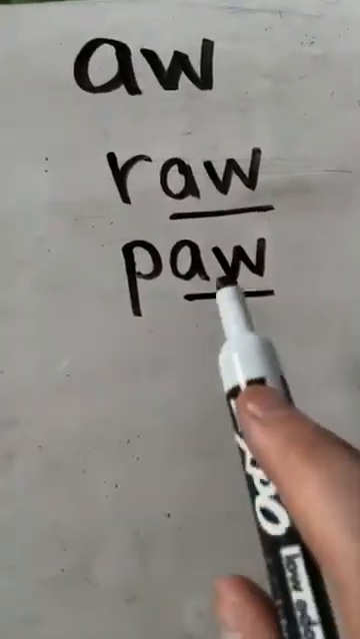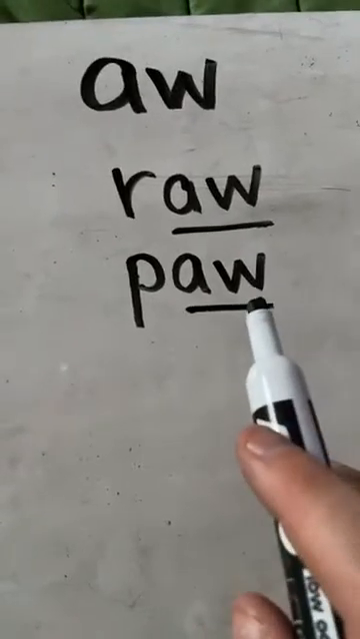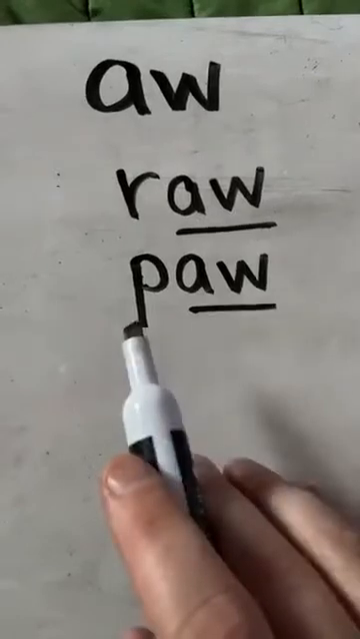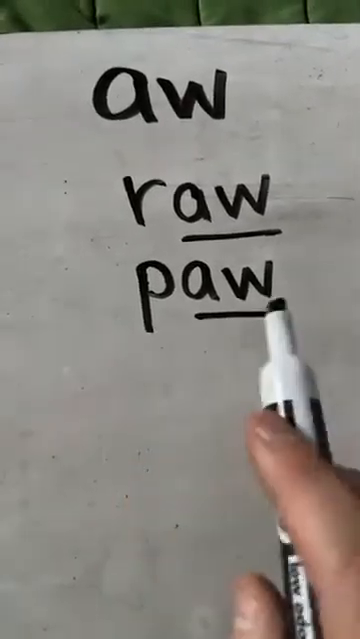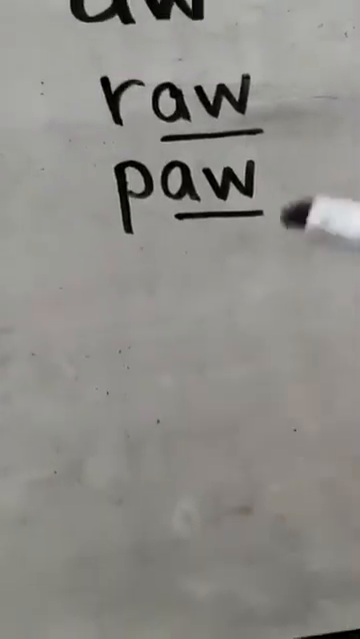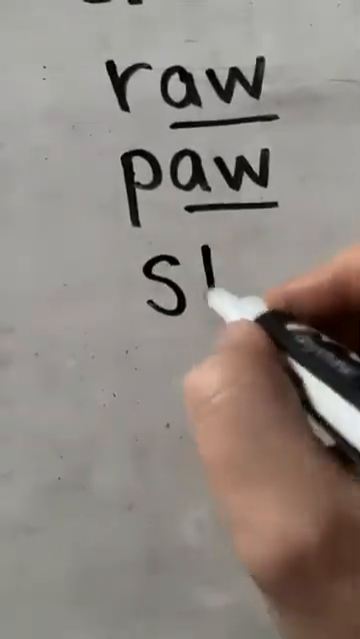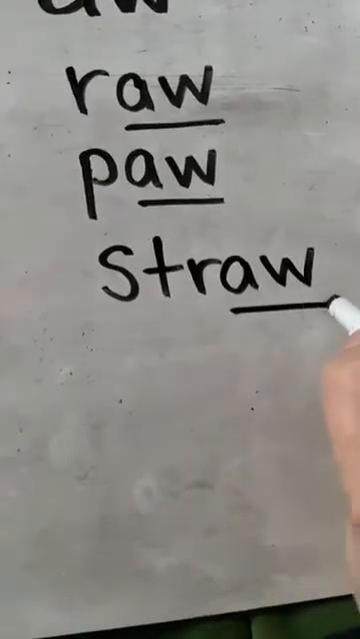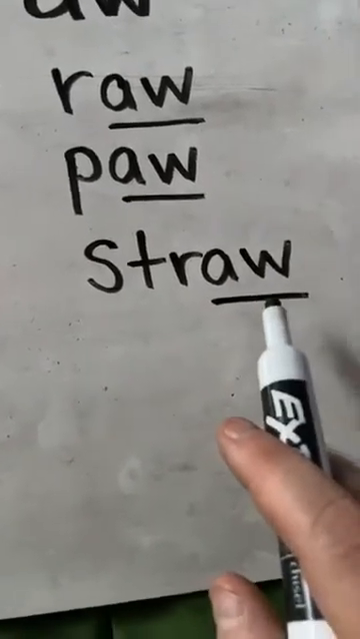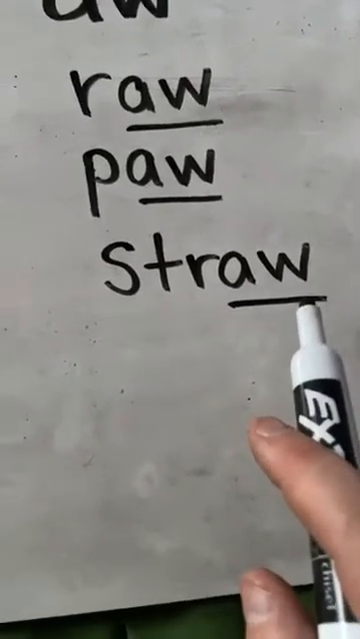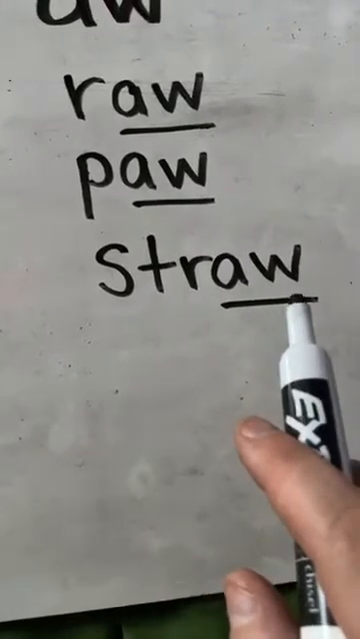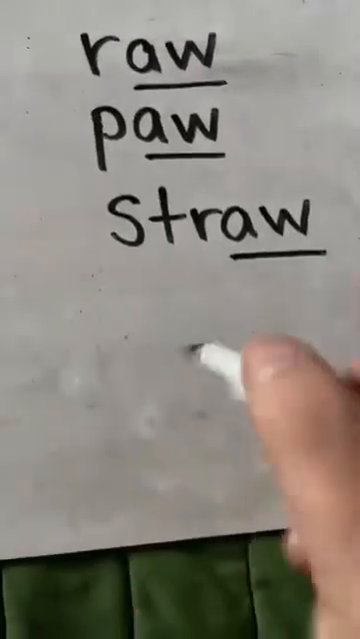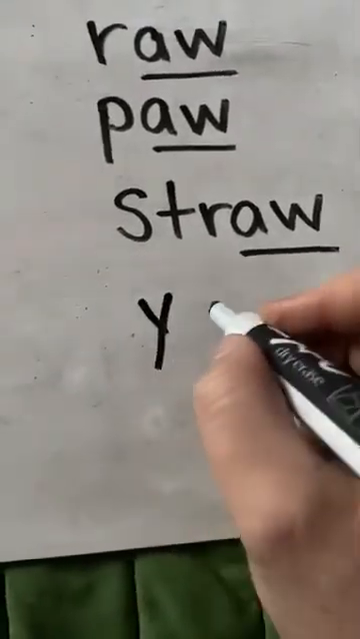Let's try this one. There's that part again, A-W. What does A-W say? You're right. A-W says "ah." Put it together. P-ah. Paw. Let's try another one. There's that A-W again. A-W says what sound? "Ah." Yes. And the word is straw. Yes, straw.